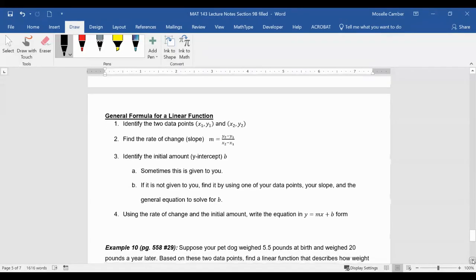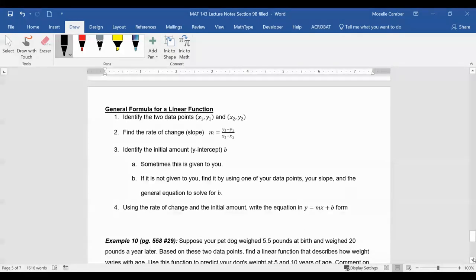Okay, so the general formula for a linear function. It doesn't mention it on here, but one thing you always need to know is what your variables are. You need to know what your independent variable is and what your dependent variable is. That way you can put them in the function the right way. So far they've always given us the rate, so we can use that to help us figure out what the dependent and independent are. But if they don't give you the rate, you are probably going to have to figure that out yourself. Once you do define the variables, you can find 2 data points.